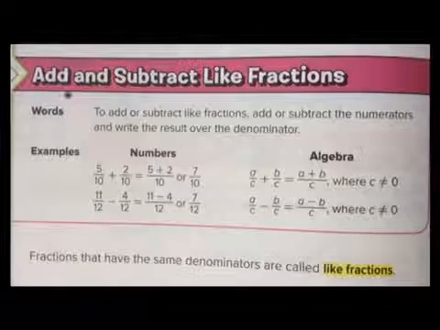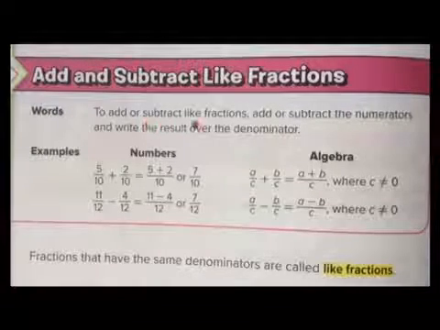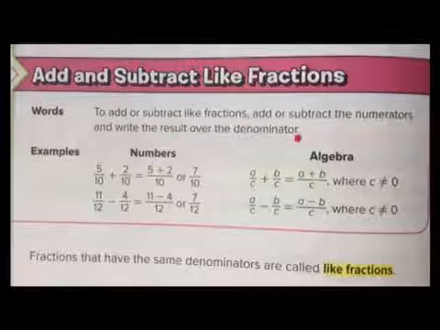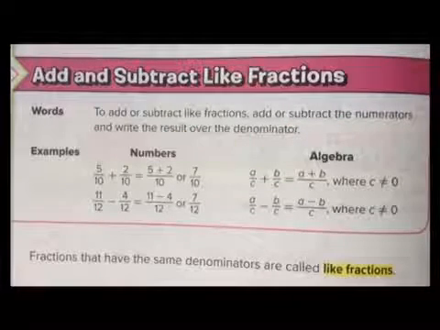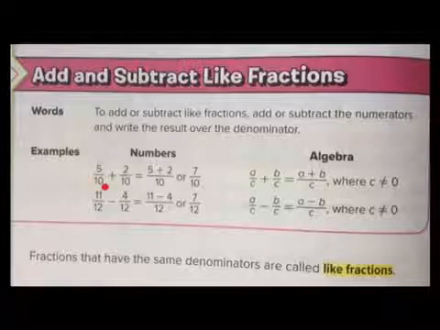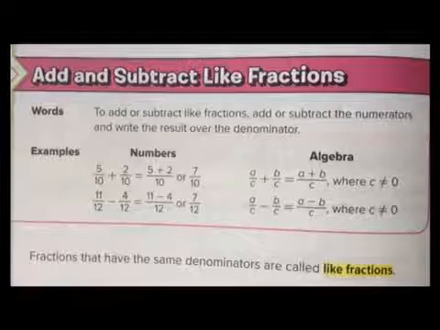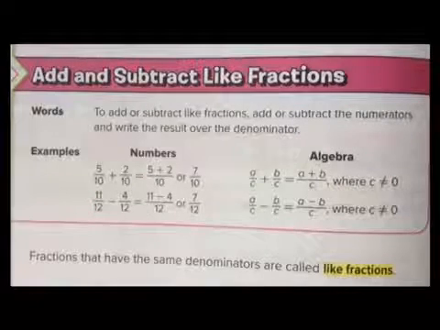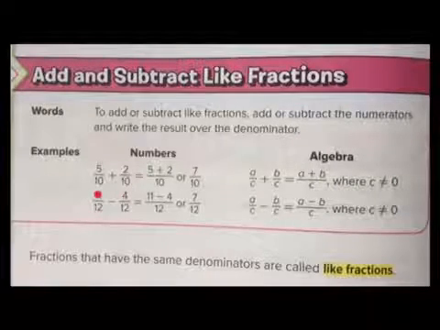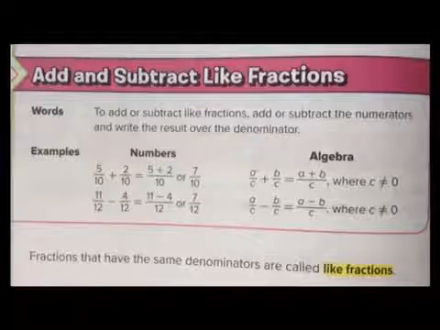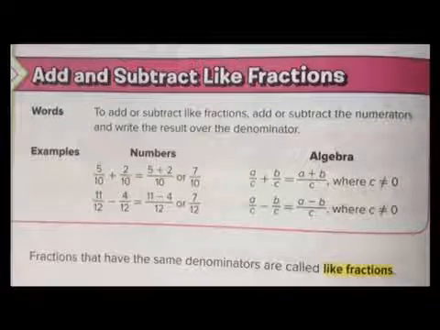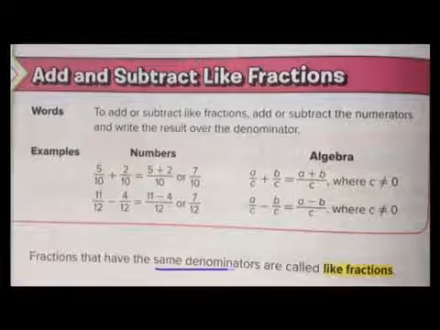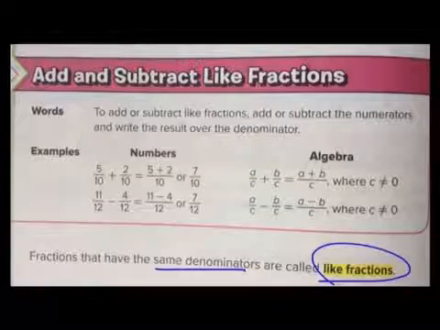Here's the key concept, okay? To add or subtract like fractions, add or subtract the numerators and write the result over the same denominator. So 5/10 plus 2/10, you keep the 10 because it's out of 10. And you add the top and you have 7 out of 10. Or with 12, 11 out of 12 minus 4 out of 12, you subtract the top and you get 7, so it's 7 out of 12. See? And as we mentioned, fractions that have the same denominators are called like fractions.